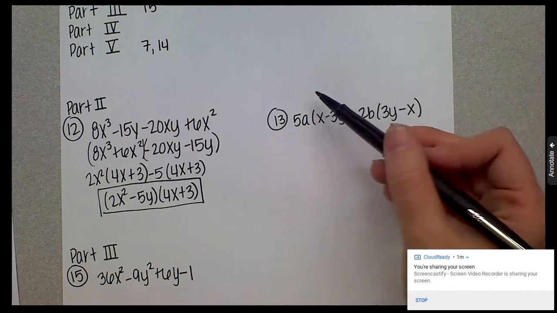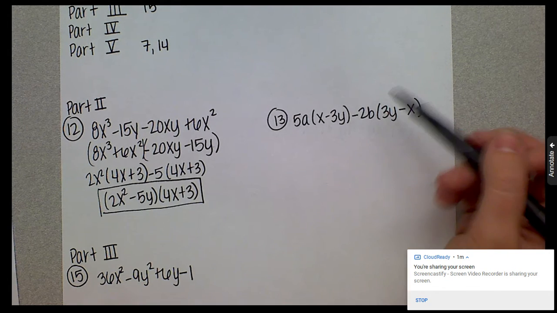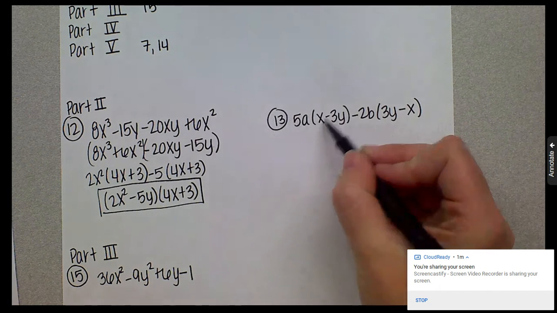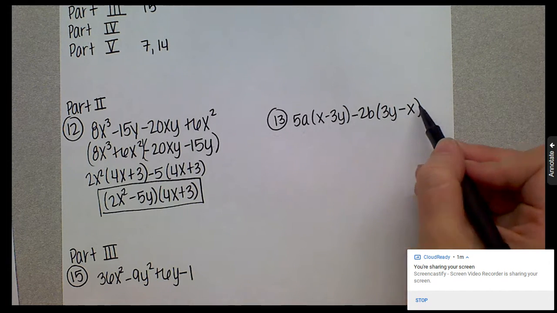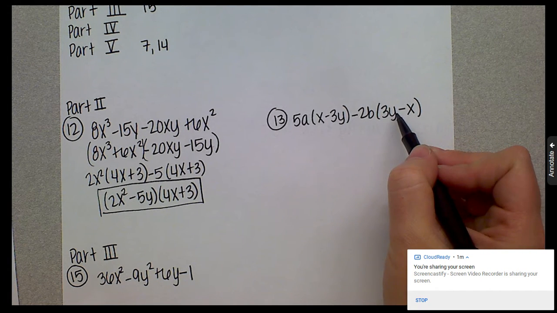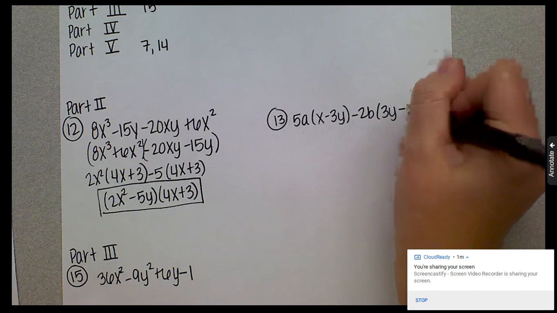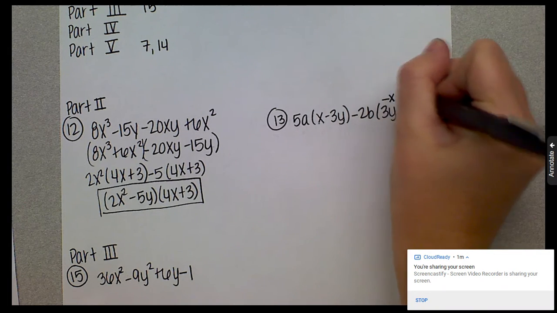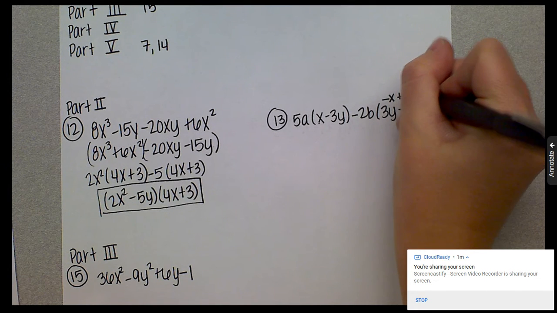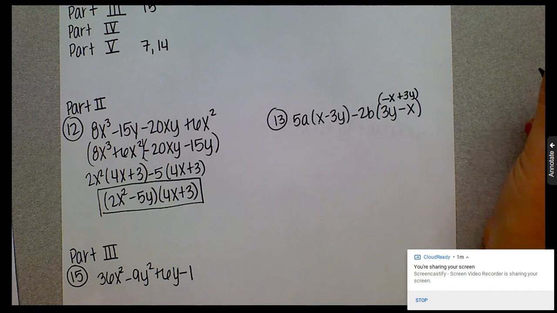And then someone asked about number 13. It's actually already grouped for you. They took the GCF out already. The big thing is you have x minus 3y and you have 3y minus x. Now they look like they're kind of the same terms, but they're not exactly the same. So I'm going to put them in the same order. I'm going to put the x and then the y. So if I rearrange this, that's negative x plus 3y, right? It's the same thing. I just changed the order.